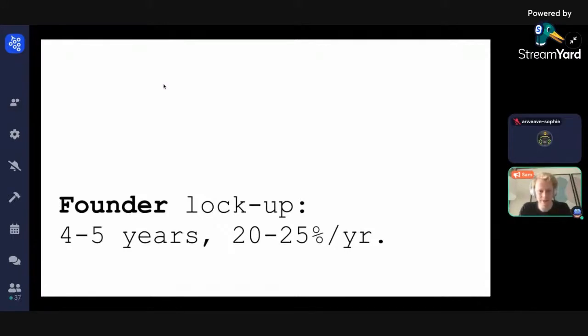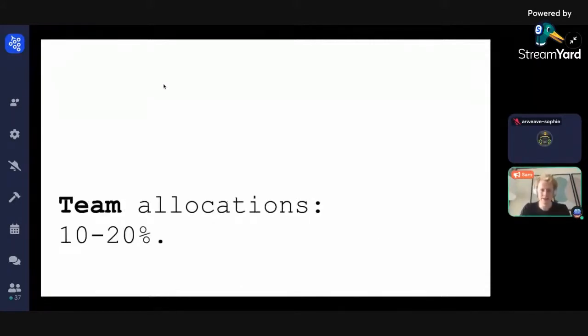At Arwe, for what it's worth, I took a 20% over 5-year vesting schedule, and that started after we launched the product, which was about a year in. But that's on the higher end. You don't have to do that. But frankly, the longer that you lock your tokens into the success of the project, the better a signal that it gives.